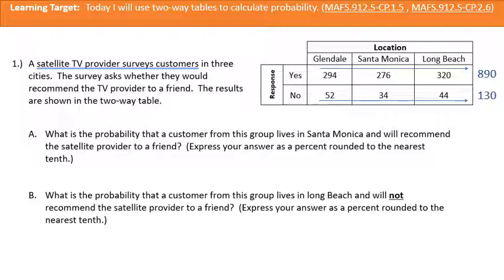Well, you also want to find your totals going down. How many people lived in Glendale? I can find that easily by adding straight down. 294 plus 52, that's 346. How many people lived in Santa Monica? 276 plus 34 is 310. How many people lived in Long Beach? 320 plus 44 is 364.